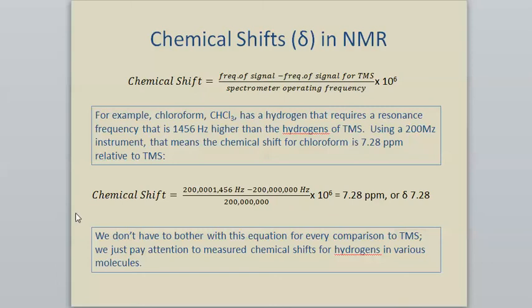At least it's very unlikely that another molecule would match that exact number. So we call this the chemical shift because, again, we're comparing how much the resonance frequency is shifted for chloroform versus our standard. And as it says at the bottom, what's nice is we don't have to worry about this calculation for every particular hydrogen we're interested in. We're just going to talk about what kind of chemical shifts have already been measured and how that is characteristic of the environment of that hydrogen. That's really what's useful about this.